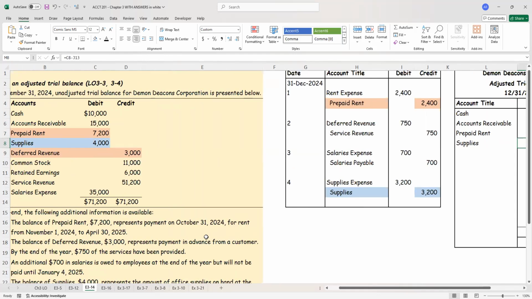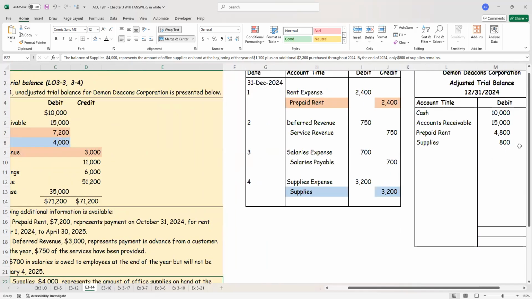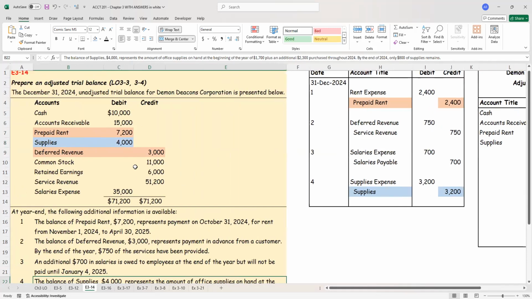Again, if you go back to that information over here, that's what they told us. You are left with $800 of supplies. So we work backwards to figure out that 800. That's what's left. 3,200 was used.